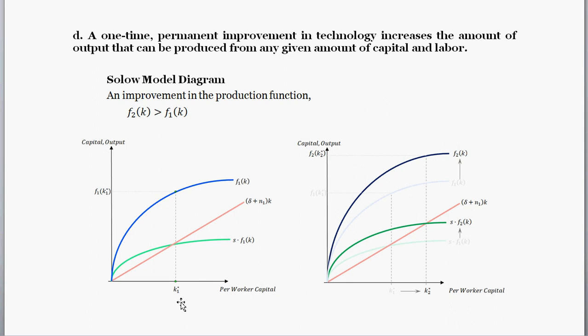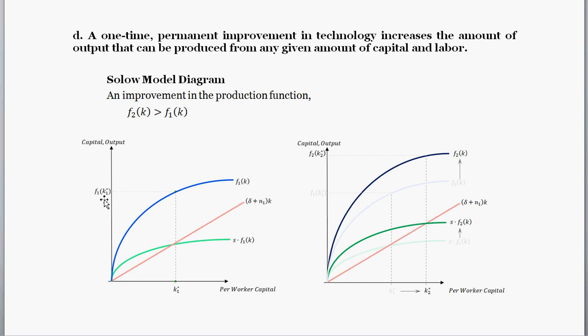Then comes along this improvement in technology. To show that, I just made light blue the old lines that are shifting now. So our initial output per worker, f sub 1 of k, is going to shift up to the new better technology production function. And then the investment line, which is just the savings rate times the production function, is going to shift up proportionally as well. So where before you were down here, now we have this higher level, right?